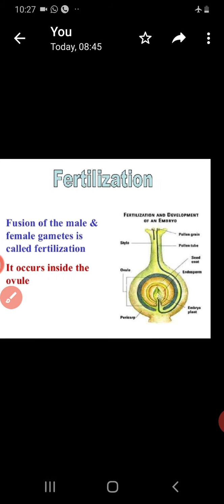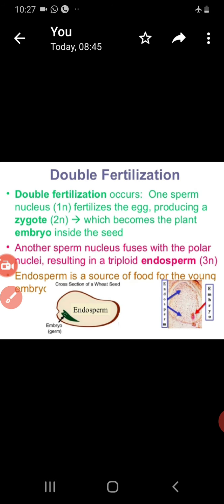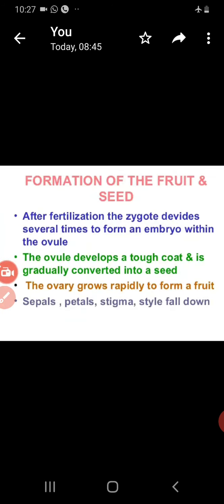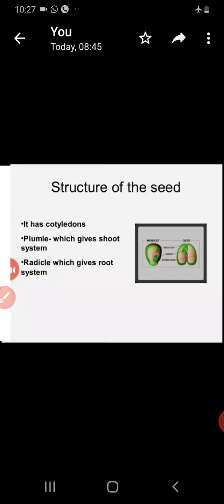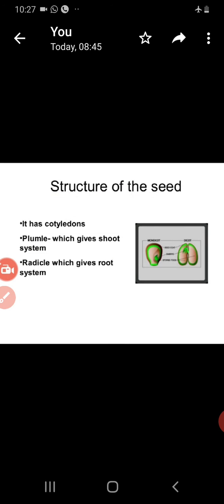Now after fertilization, what happens? This fertilization is over. So this is the double fertilization. I have explained what happens. Now after the fertilization, the zygote divides several times. It forms the embryo, and the ovule develops into the seed, and the ovary develops into the fruit, and the sepal, petal, stigma, style all fall down. ये सब गिर जाते हैं, सिर्फ कौन सा पार्ट बचता है? Ovule and the ovary.